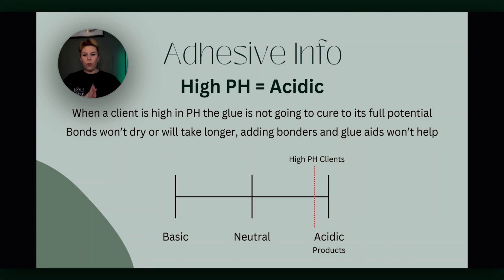So when a client is high in pH, the glue is not going to cure to its full potential. The bonds either won't dry or they're going to take longer, and adding bonders and glue aids is just not going to help. Okay, because if a client's already sitting closer to that acidic level and we're adding more products on top, it's just going to create a more acidic environment. The glue is not going to want to cure properly.